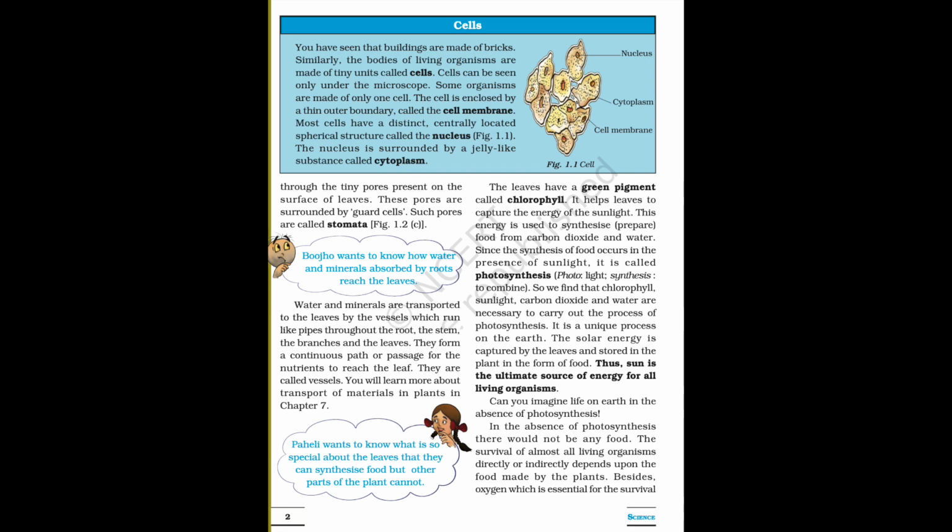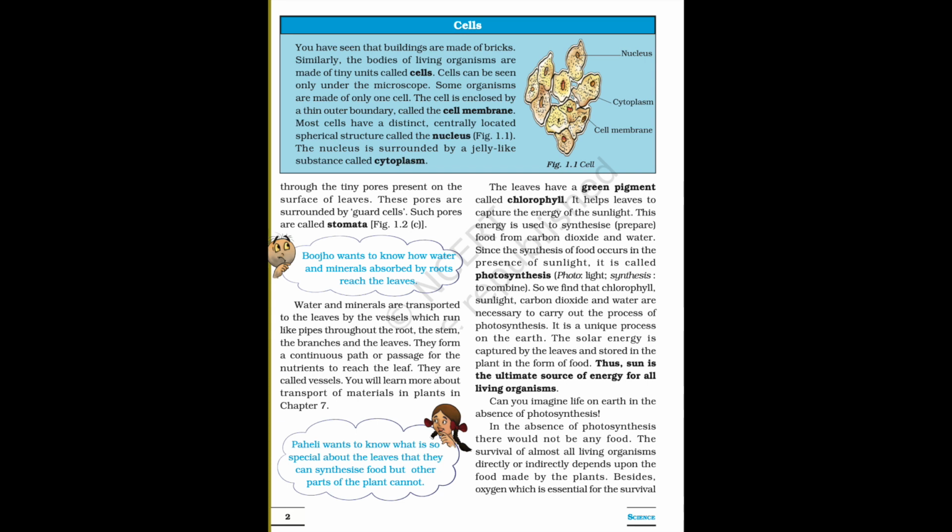Some organisms are made of only one cell. The cell is enclosed by a thin outer boundary called the cell membrane. Most cells have a distinct, centrally located spherical structure called the nucleus. The nucleus is surrounded by a jelly like substance called cytoplasm.